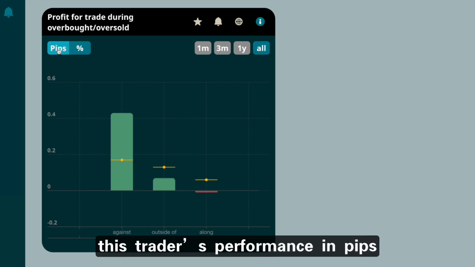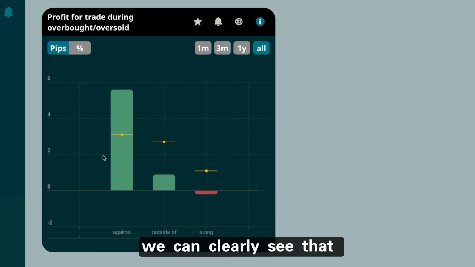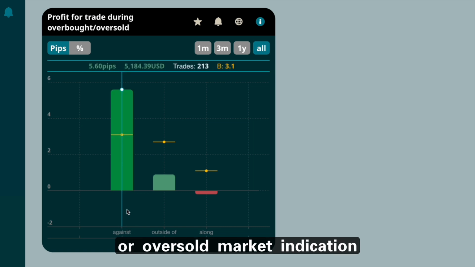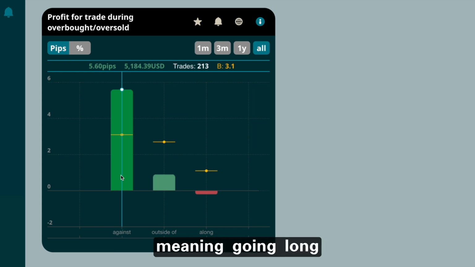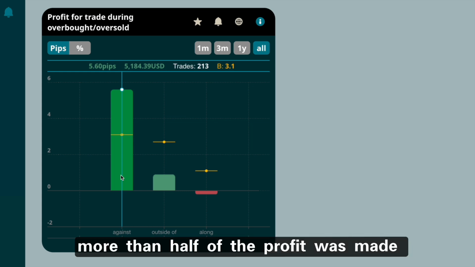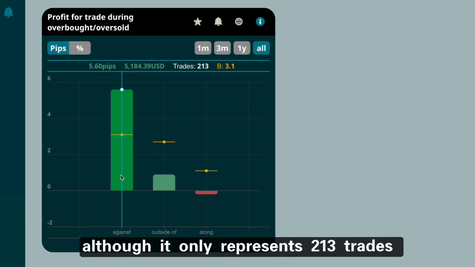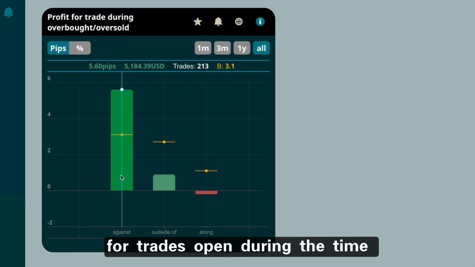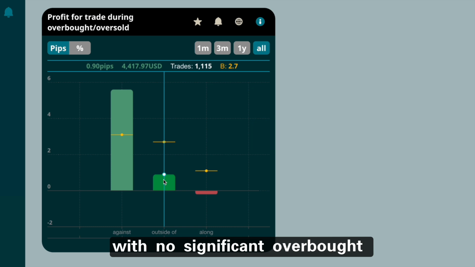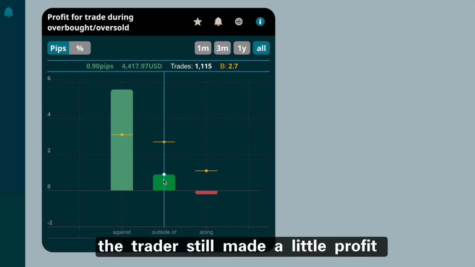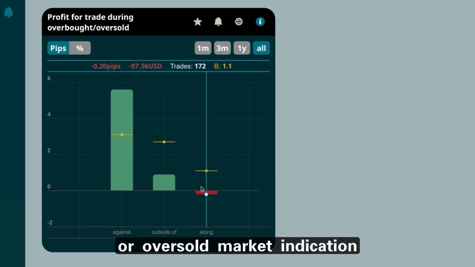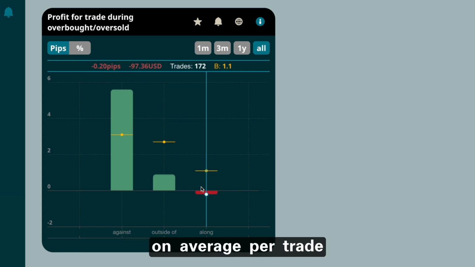However, now let's have a look at this trader's performance in pips. We can clearly see that this trader performs best in case he or she opens trades against overbought or oversold market indication, meaning going long during the oversold times or going short during overbought times. More than half of the profit was made during those trades, although it only represents 213 trades, being a bit more than 10% of all trades. For trades opened during the time with no significant overbought or oversold market indication, the trader still made a little profit of 0.9 pips. While trades along overbought or oversold market indication, the trader even made a slight loss on average per trade.